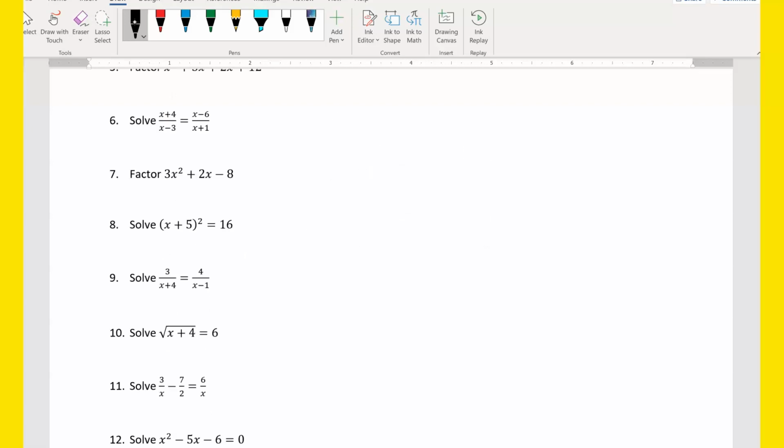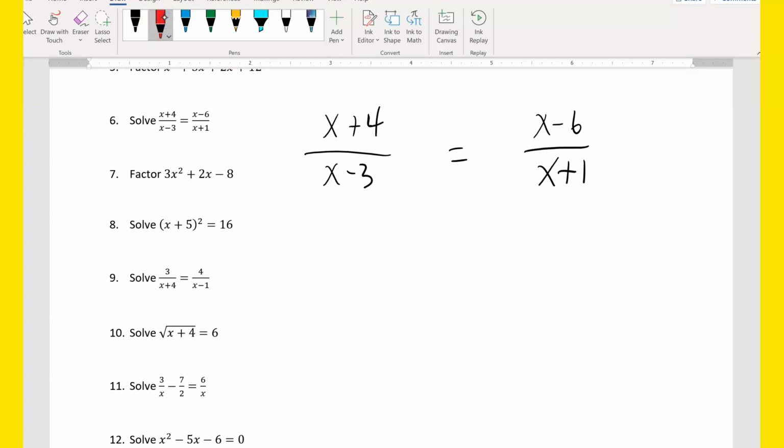All right, on number 6, I have x plus 4 over x minus 3 equals x minus 6 over x plus 1. And the way that we approach these rational equations is just to get these things off the bottom. So I want to get the x minus 3 off the bottom, then I multiply by x minus 3. And then I have to do the same thing to this over here as well. So the x minus 3's cancel here. That leaves me with just x plus 4 on the left side.